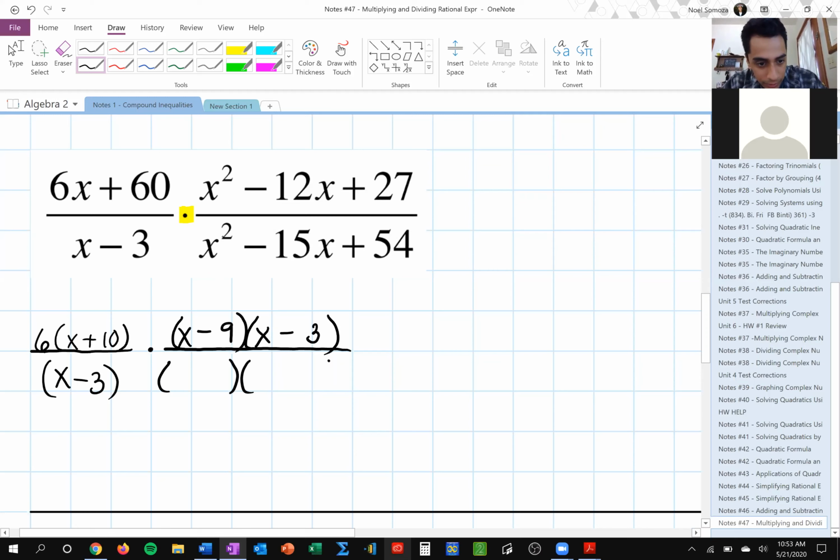Okay, all right, now let's look at the denominator. Okay, same idea here. We have an x with an x. They need to multiply to be positive 54, but add up to be -15. What do you think those factors could be this time?